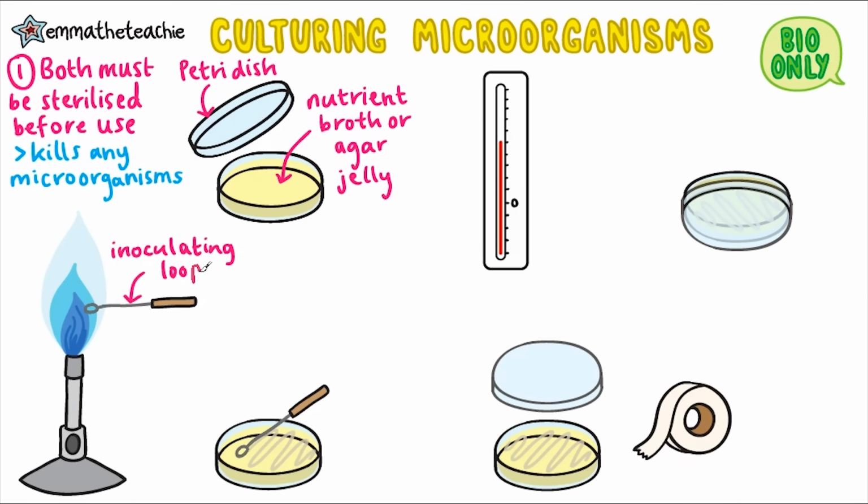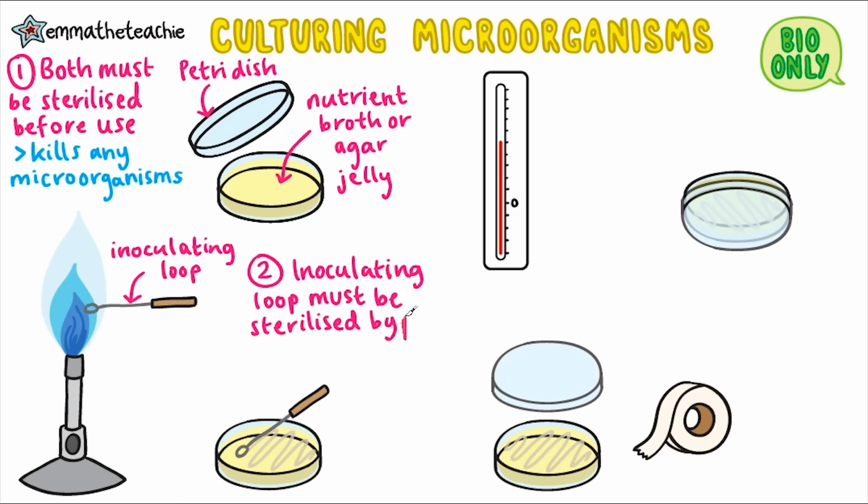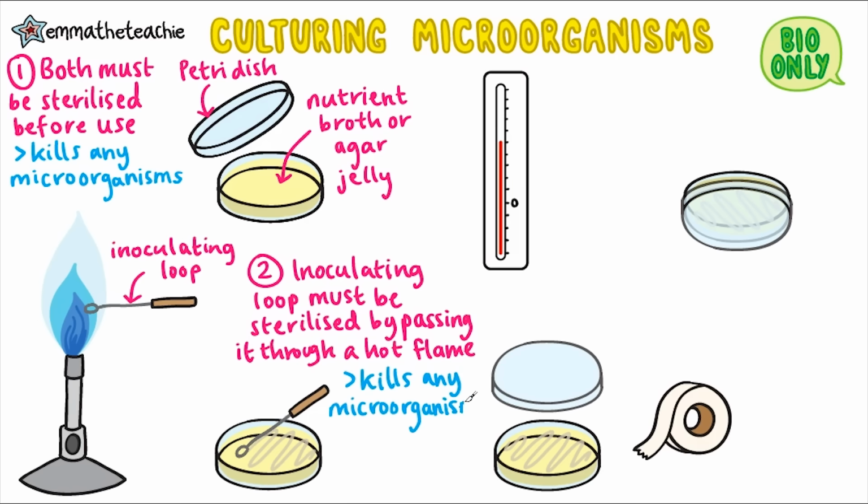This wire loop is called an inoculating loop. Just like before, the inoculating loop must be sterilised before use by passing it through a hot flame, like a Bunsen burner flame. This, of course, kills any microorganisms that were on it. It's then allowed to cool down and then used to spread your bacteria.